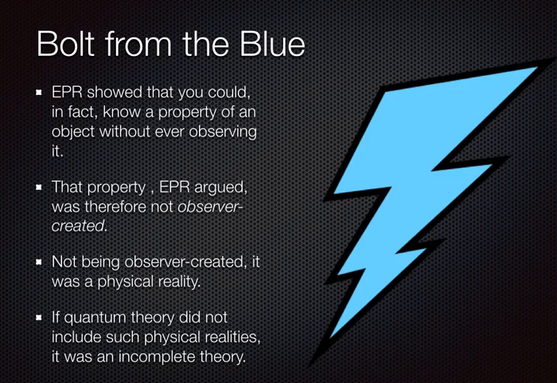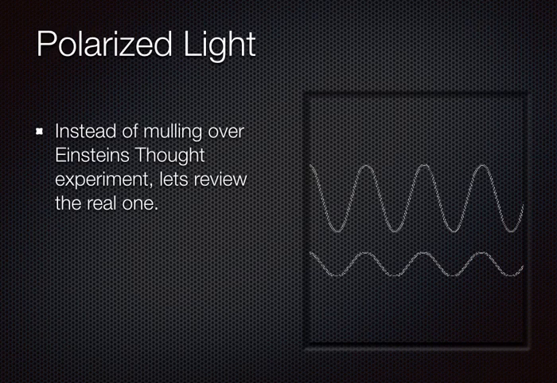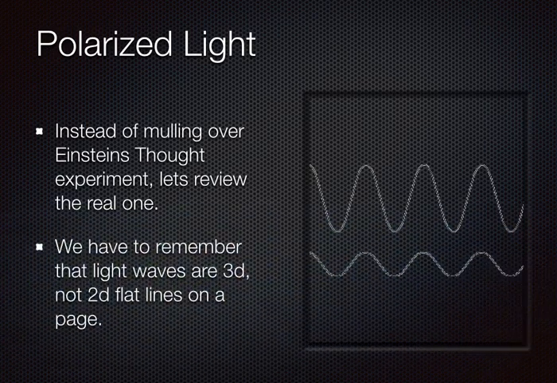But first, we'll go over, real quick, polarized light. How many of you have heard of polarizers? You may not know what it is, but instead of mulling over Einstein's thought experiment, let's review the real one. Einstein's experiment involved two trains, a spring, blah, blah, blah. We're going to skip that, and maybe talk about it later. But we're going to go over the actual experiment that proves it. To do that, we need to go over what polarized light is.